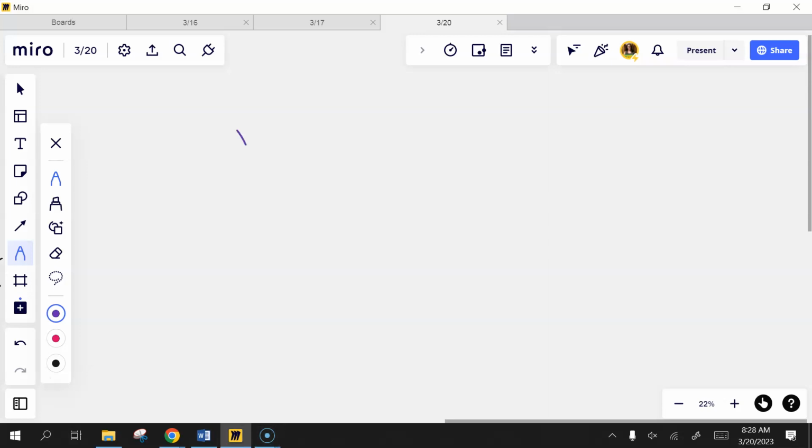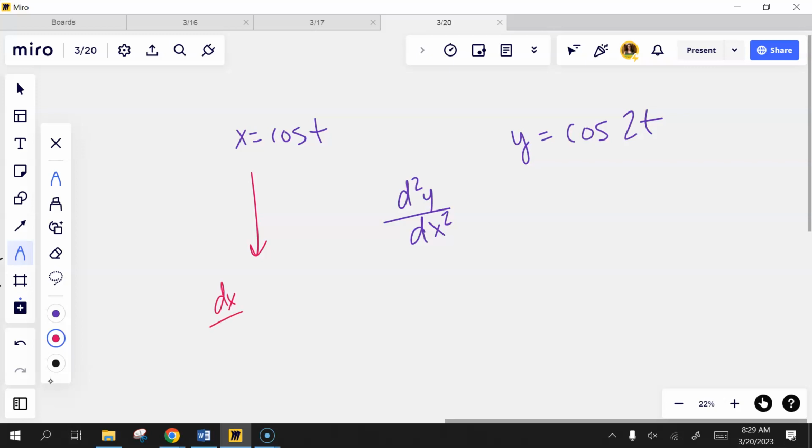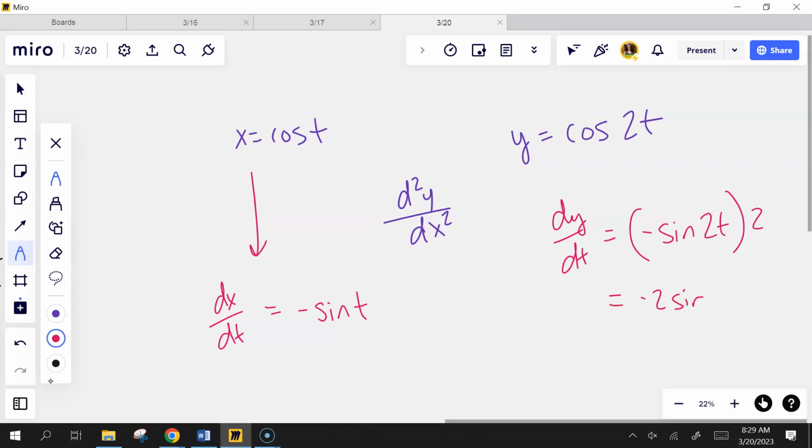All right, if x is cosine t, so just rip that paper out of your notebook, erase it from your brain. We're asked to find the second derivative of y with respect to x. So I'm just going to take derivatives. I should have just gone with what I always tell y'all to do, just take a derivative. The derivative here would be negative sine t, and since I'm doing it with respect to t, I don't have to follow with a chain. dy/dt is negative sine 2t times 2, so negative 2 sine 2t.